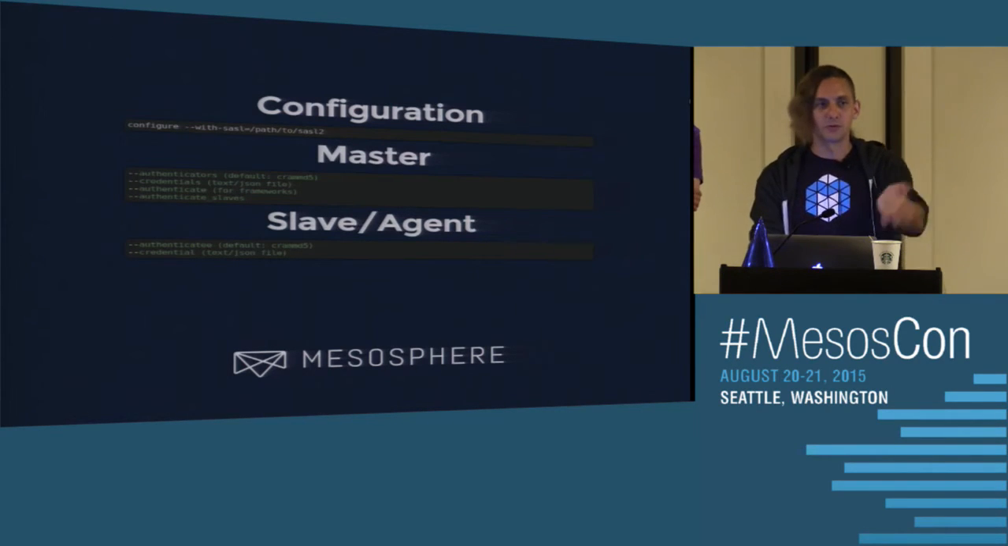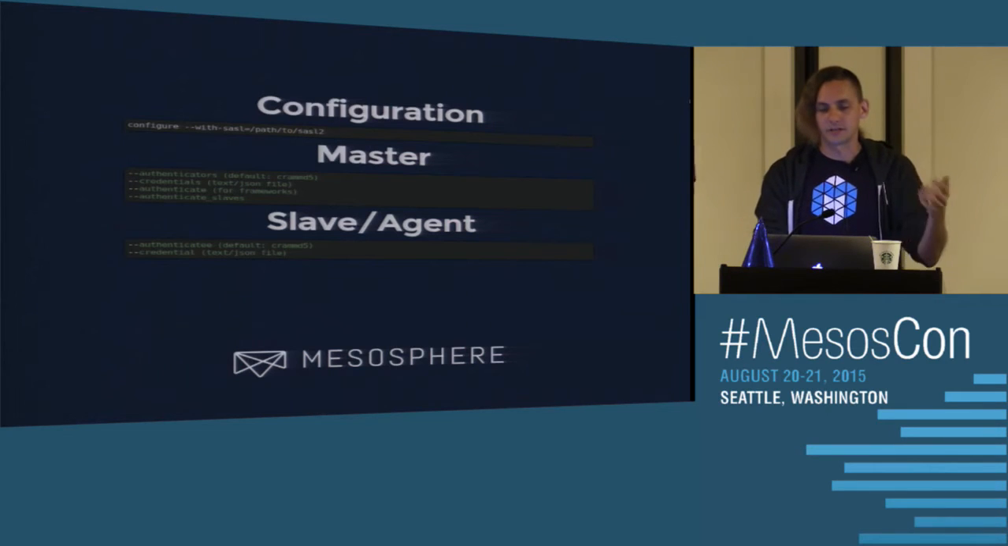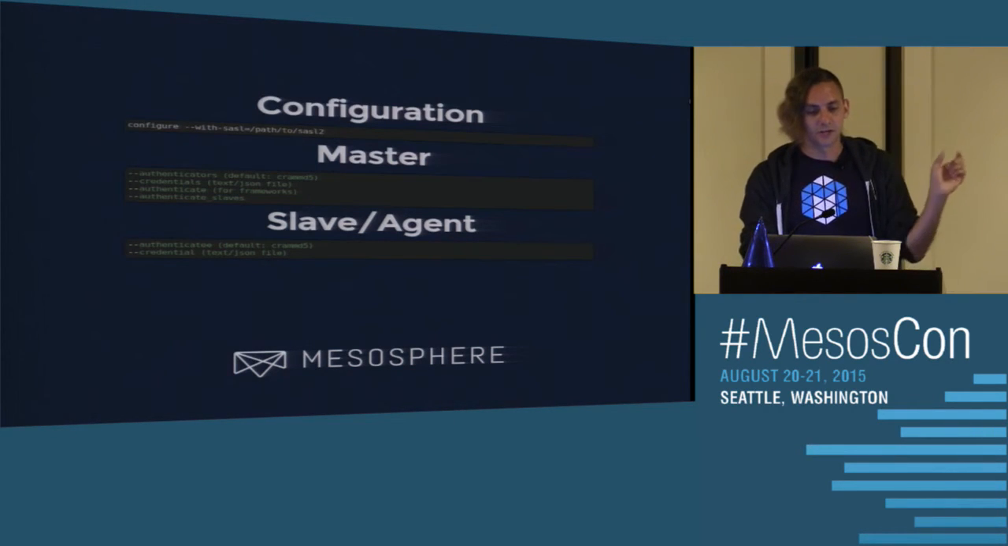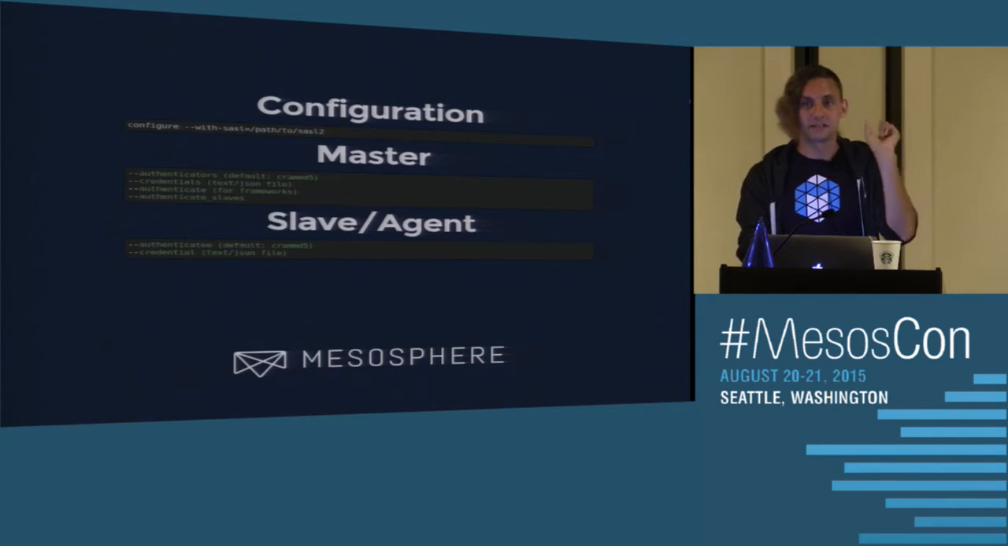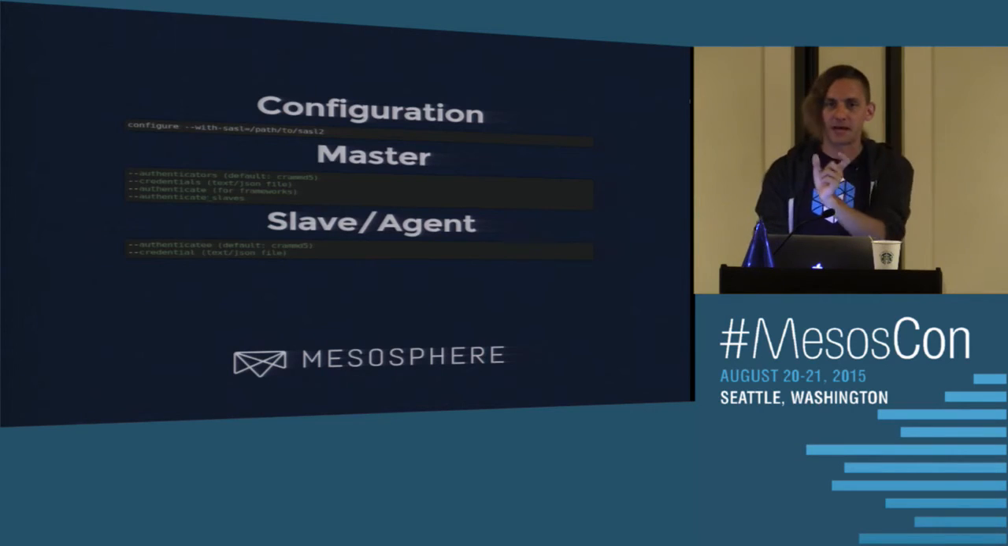On the agent side, you can specify an --authenticatee, which also defaults to CRAM-MD5, but if you have a module, you would use that to specify the alternate authenticatee that communicates to the matching authenticator. And then you'll specify for CRAM-MD5 the --credential, which is, again, just a file that has a single line that is the username password pair.